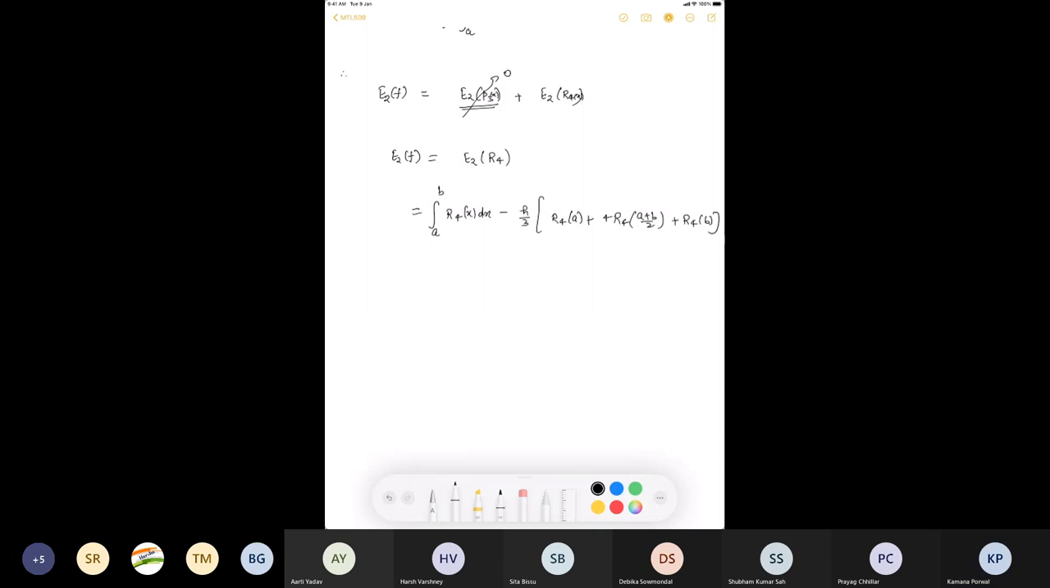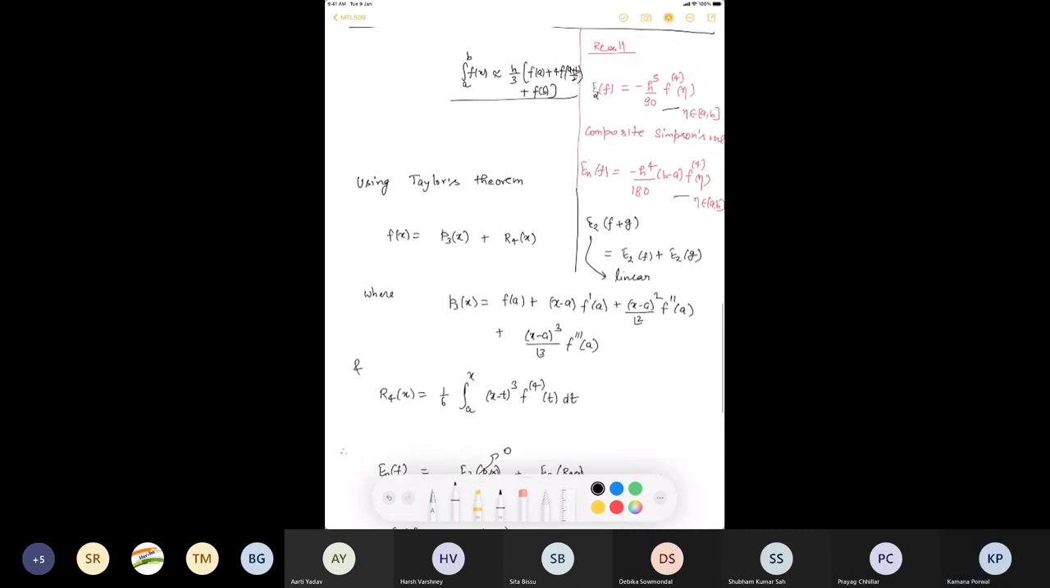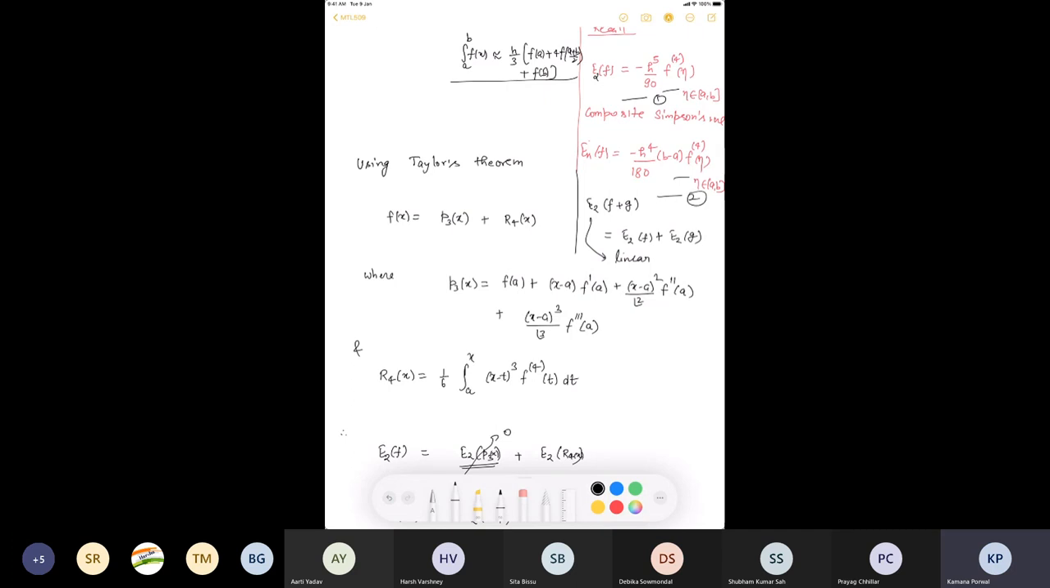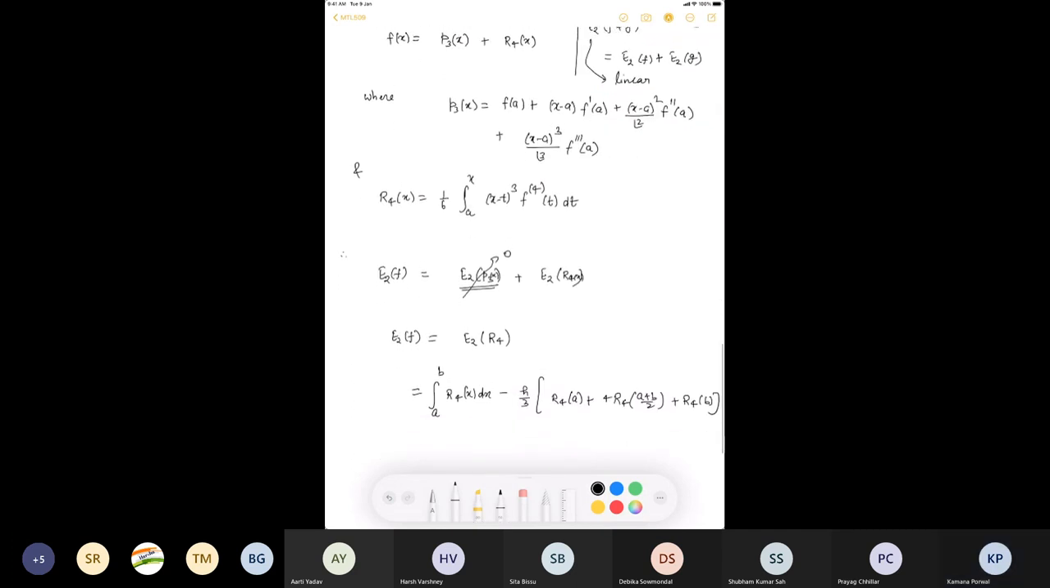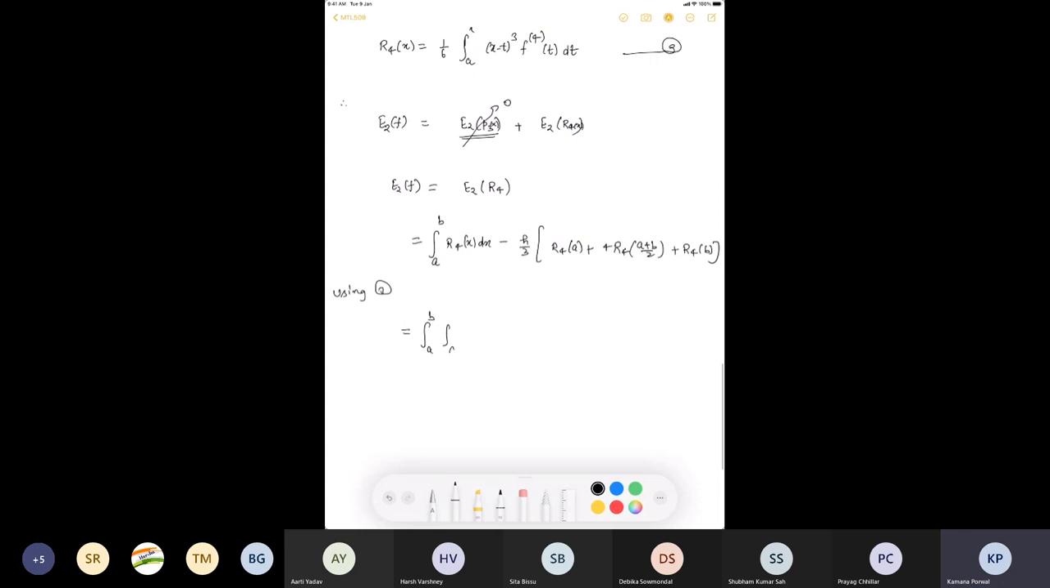Okay, so we already know what the function R4 is, which is given by this. Let's give the equation numbers. Let's call this 1, this 2, this 3. Using 3, I'm just using the expression of R4(x). So it is the integral from A to X, with 1 by 6 outside, of (X minus T) whole cube times the fourth derivative of F, the integral of this complete quantity, and then we also have the integral with respect to X, dt dx, minus h by 3.